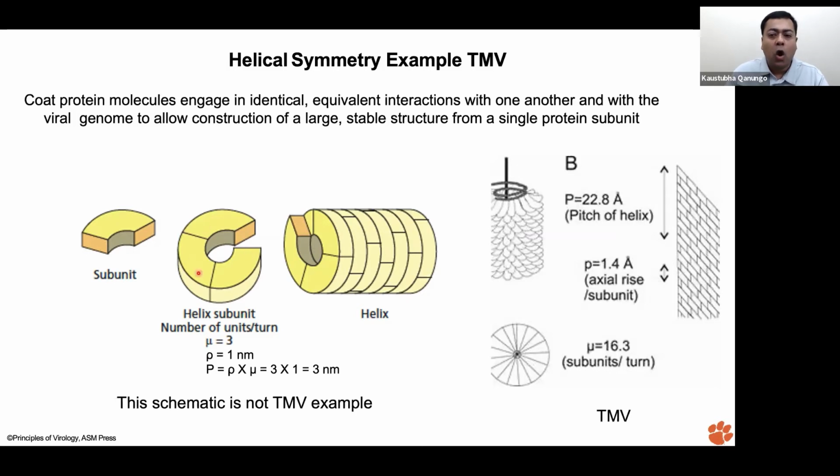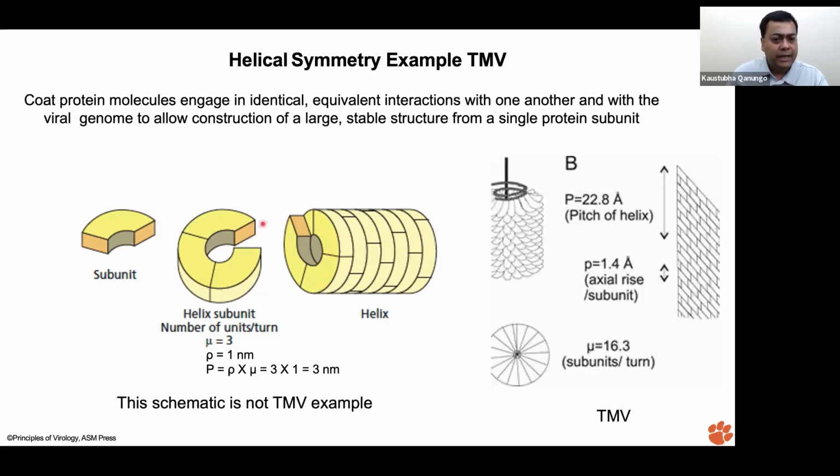And this is what we call the mu, which is the subunits per turn. Then the next definition in the helical symmetry is called the rho, and this is called the axial rise. So think about that. It started right here, and when it went into the turn, the top surface rose. Suppose this is 1 nanometer up, then the rho or the axial rise is 1 nanometer. So from that, you can find the pitch of the screw, which is the whole structure.